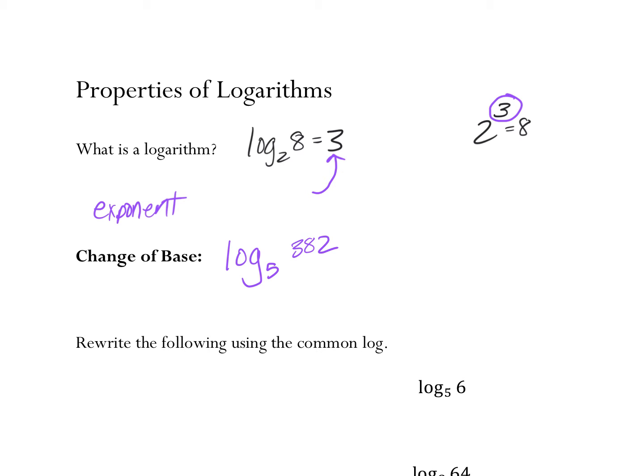382, what would you do? Yeah? I'd rewrite it. As? 5 to the x power equals 382. Okay, so we want to find the value of log base 5 of 382, right? We don't know what the value is, so we could rewrite that in exponential form, get 5 to the x equals 382. Cool. Then what?